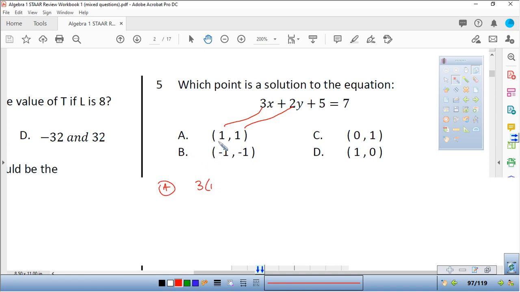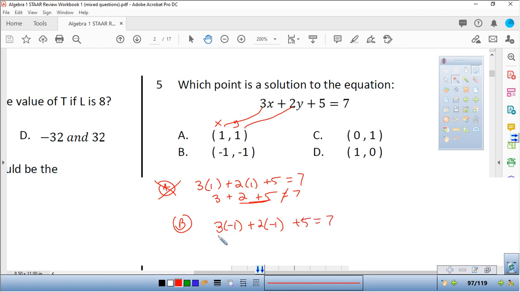I have 3 times 1, that's my x number. This is my x and my y. For each one, these are my x's and my y's. Plus 2 times 1 plus 5, is that equal to 7? Yes or no? This gives me 3. This gives me 2 plus 5, is that equal to 7? It's not. You can see this is already 7. A's out. B, negative 1, oh, I'm sorry. 3 times a negative 1 plus 2 times a negative 1 plus a 5, is that equal to 7? That gives me a negative 5, right? Plus a 5. These cancel out, and that's not equal to 7. So B is out.